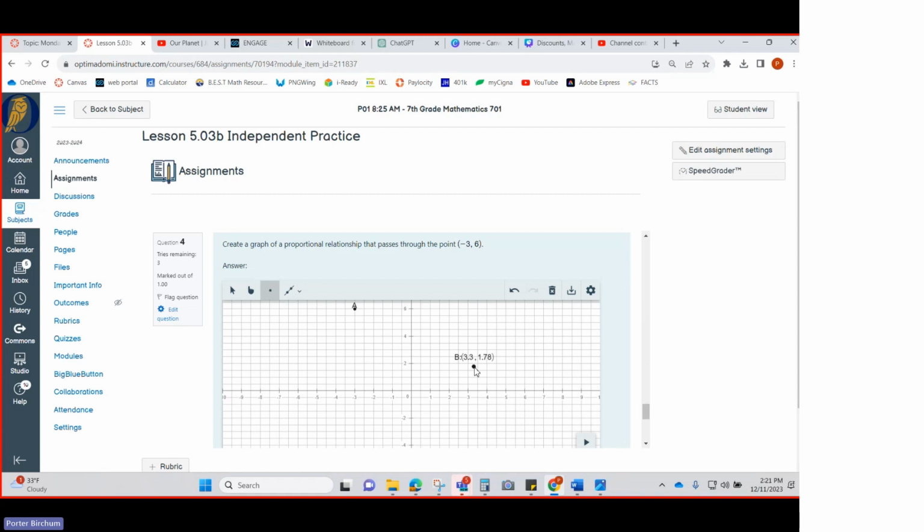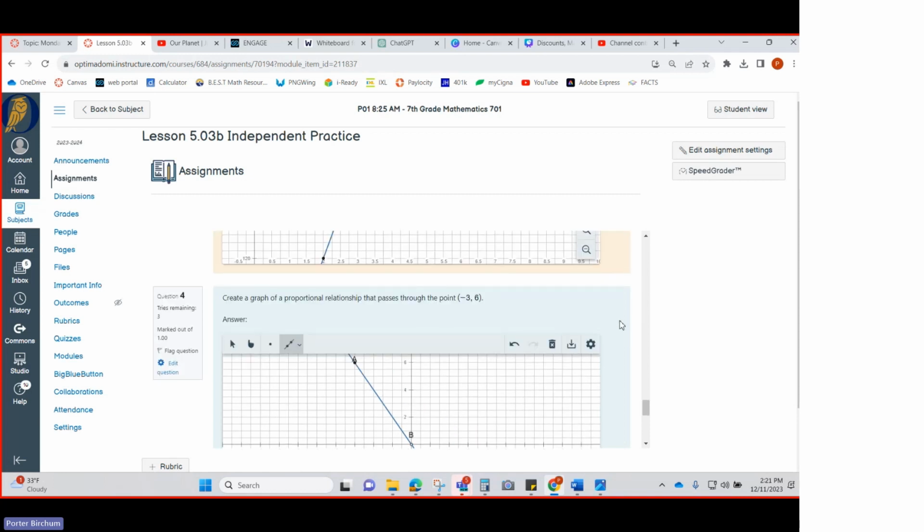I also know proportional relationships go through 0, 0. Now let me connect these two dots. Can I do that? I wonder, is it going to mark it wrong now that I have dots and the line? We'll see.